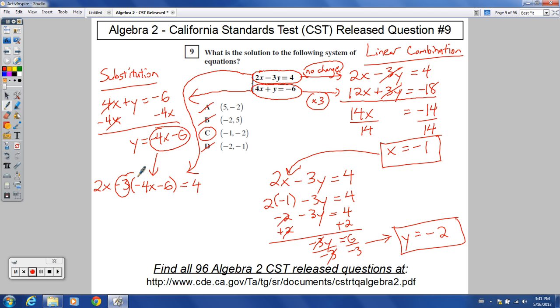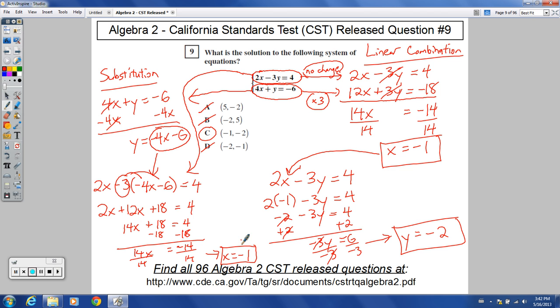And so from here, I can distribute the negative 3. I'd have 2x plus 12x minus 6 equals 4, not minus 6, I'm sorry. Got to distribute there. That should be plus 18. There we go. And then I can combine like terms. I've got 14x plus 18 equals 4. And from there I can subtract 18. I'd have 14x equals negative 14. That looks familiar. 14x equals negative 14, divide by 14. There's your answer again: x equals negative 1.